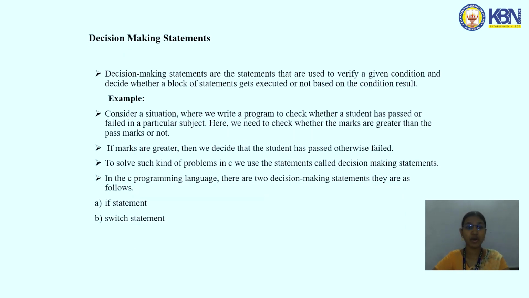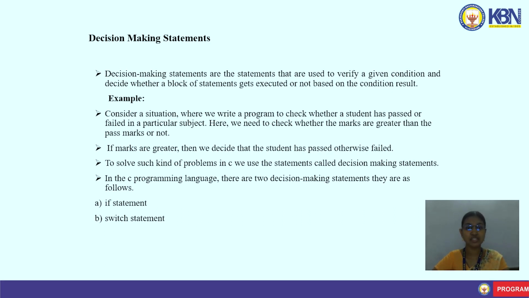First of all, we have to know what decision making statements are. Decision making statements are also known as branching statements. These statements are used to verify a given condition. The condition decides whether a block of statements gets executed or not, based on the condition result.